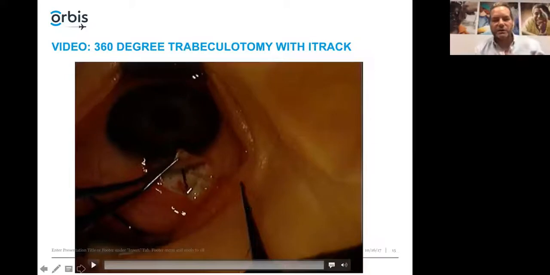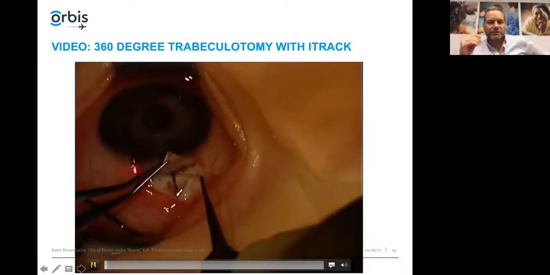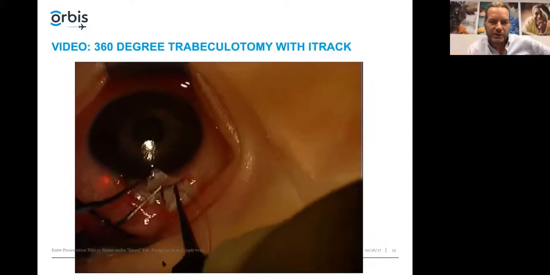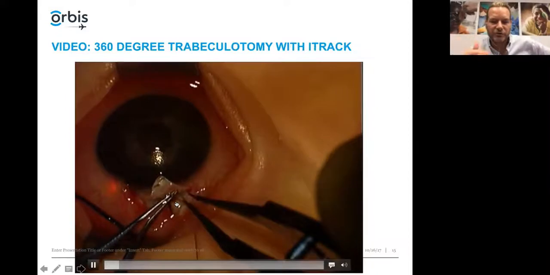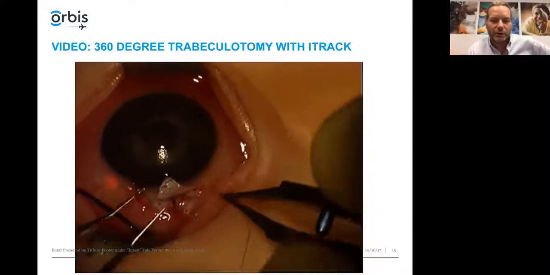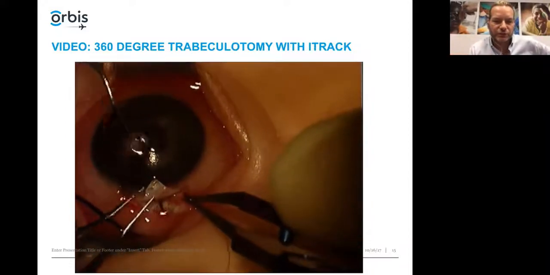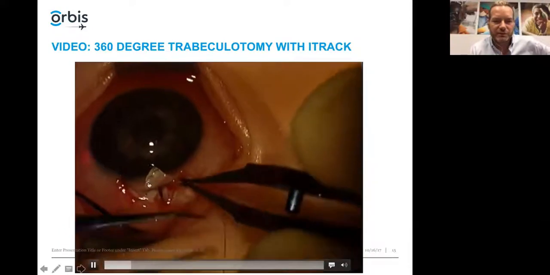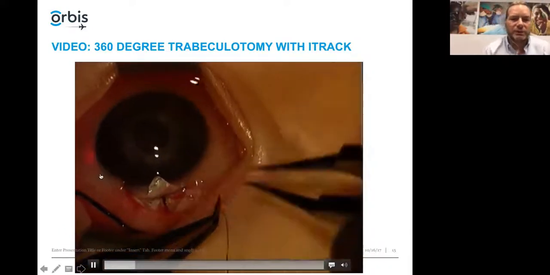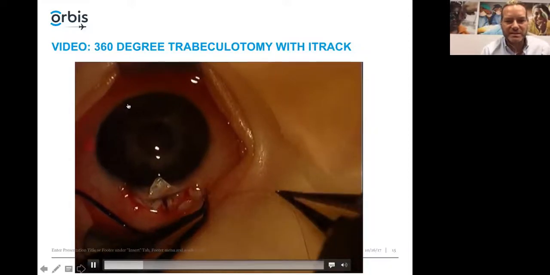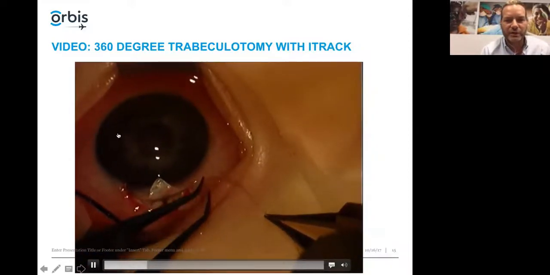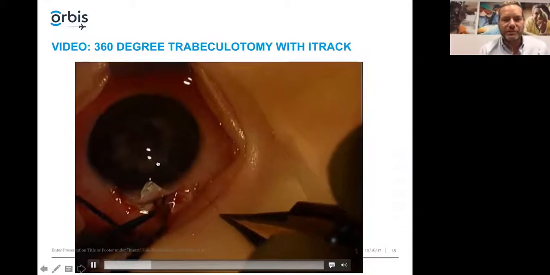And here's an example of an iTrack microcatheter that I'm using. Here you can see the approach is just like a trabeculotomy, but instead of putting in a trabeculotome, we insert either our Prolene suture or this catheter system. Now with a Prolene suture, of course, you want to do gonioscopy and try to see the Prolene suture and know where it's going. So you have to stop and check it.